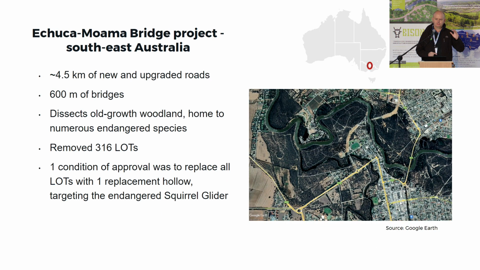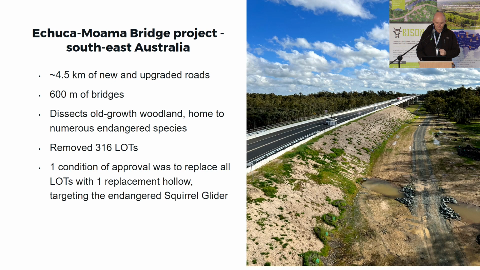This project is a new road and bridge connecting Victoria and New South Wales in the southeast of Australia. The road's been planned for 50 odd years, finally happened, just opened like 6 months ago. As part of the planning, we realised that there was going to be 316 large old trees that would be cleared to build the road and the bridges. And so a condition of approval was that for each of those large old trees, we had to install one replacement hollow for a particular species. And that's the road and bridge just finished and just opened for traffic 6 months ago.